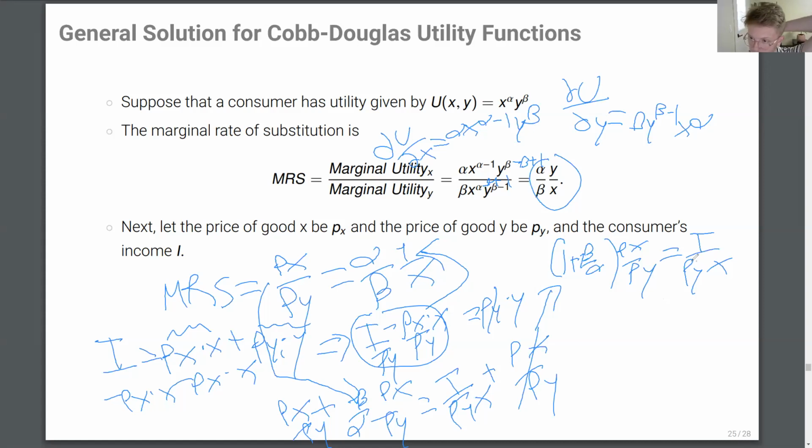So let's quickly get there. If I multiply py on both sides, then notice that the py's cancel out in two places, so that's good. Then I'll multiply by x on both sides and divide by 1 plus beta over alpha px on both sides. So I'll get x equals I over beta plus alpha times px.